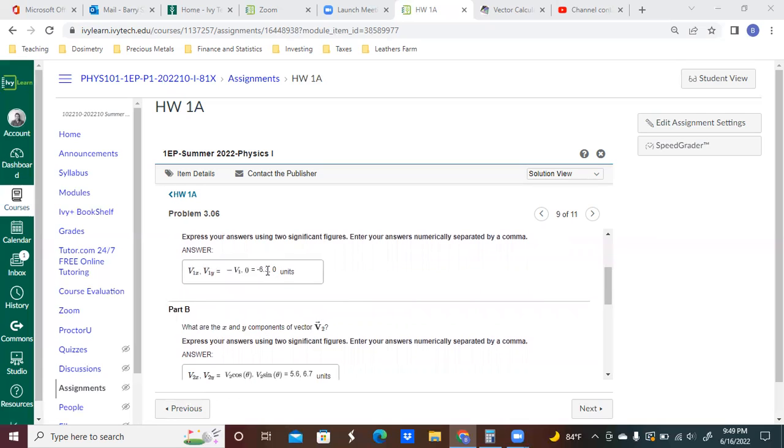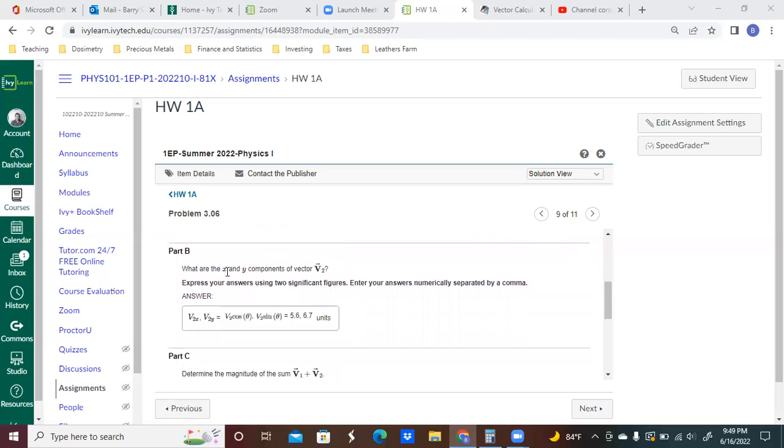Since this is laying along the x-axis, the full length of it, 6.3 units, is going to be the x component, and it's going to be negative since it's pointing in the negative direction. The y direction, it doesn't go up or down, so it's just going to be 0. Now, what are the x and y components of the second vector?